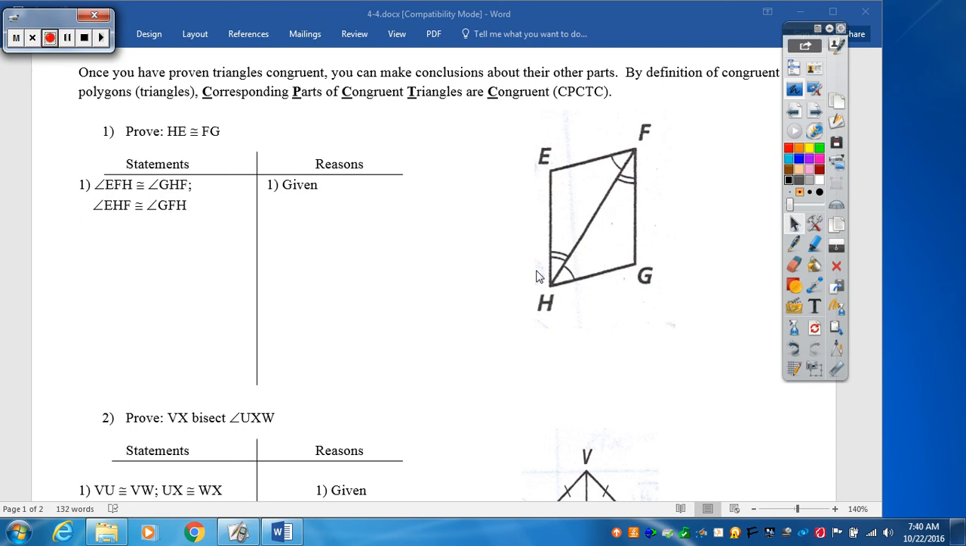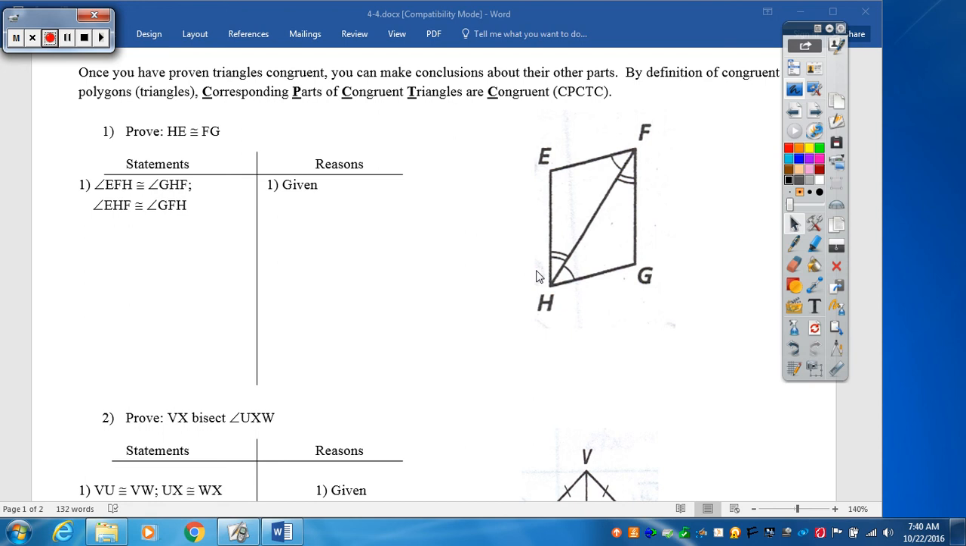So we've been talking about proving triangles congruent for a while now, okay? We've talked about how to prove them congruent with side, side, side; side, angle, side; angle, side, angle; and angle, angle, side, okay? And so hopefully you guys have that down pretty well by now. And so we're going to move on to the next phase of this.